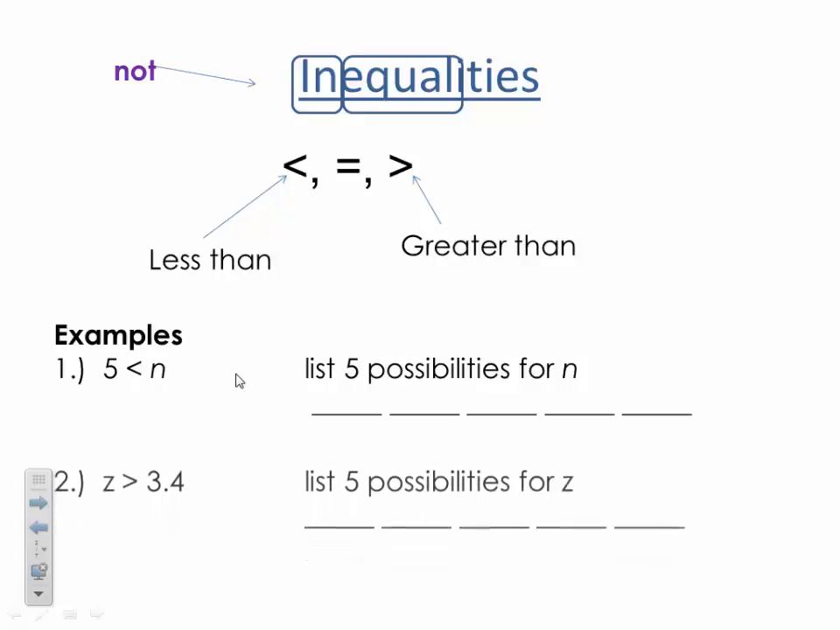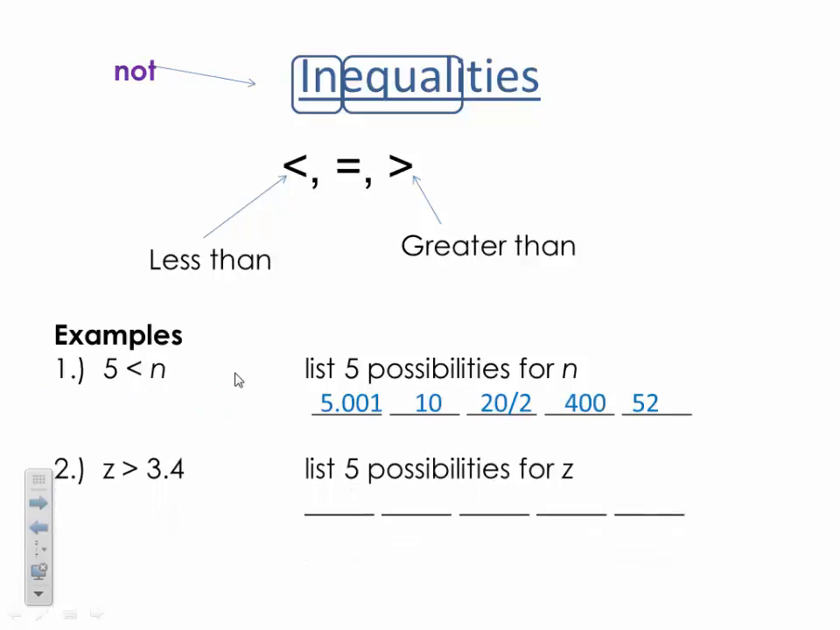So yours don't necessarily have to be mine, but just look at mine, make sure you agree. 5.001, we could have a million zeros and then just a number at the end tells us that's a little bit bigger than this 5. 10 is bigger than 5. 20 over 2, what's 20 divided by 2? It's 10. So 10 is still bigger than 5. 400 is bigger than 5. 52 is bigger than 5. As long as your numbers are bigger than 5.